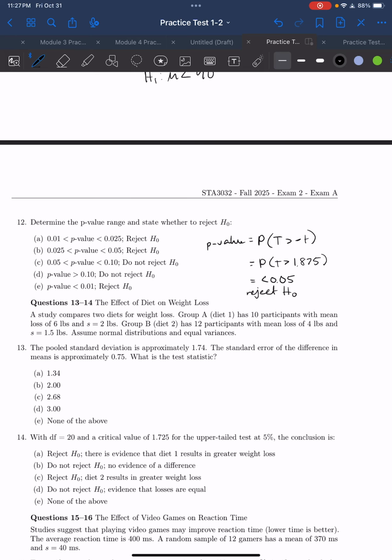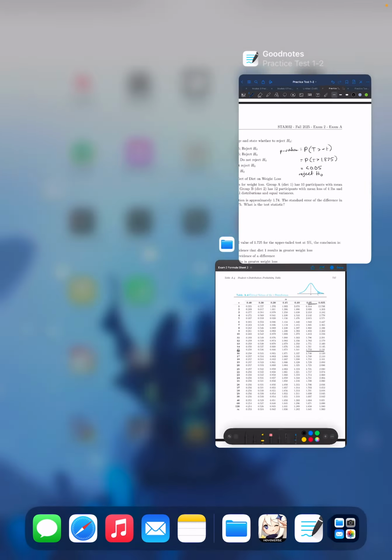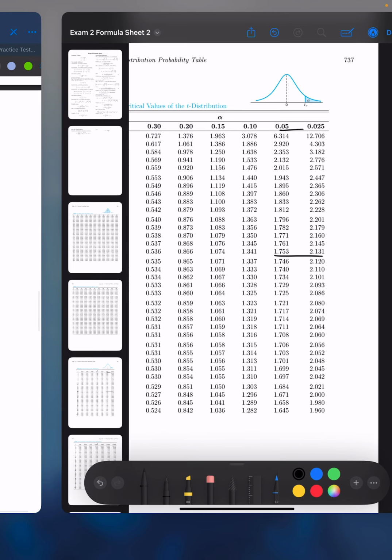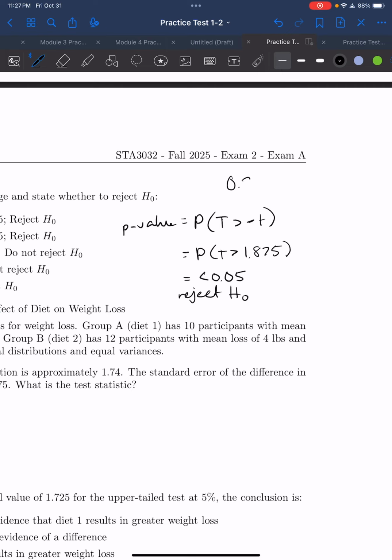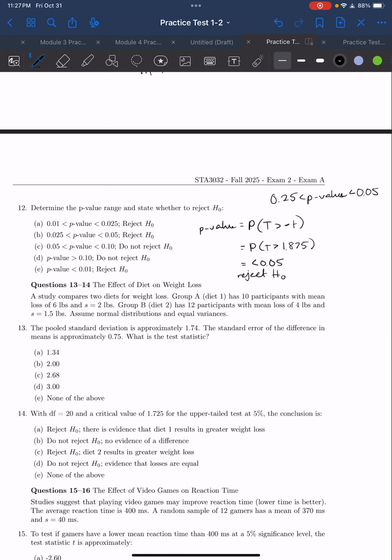And so we have our range here. Yes, our p-value, as we can see from our table over here, is between 0.025 and 0.05. So we can write it like this: 0.025, 0.05, and we reject our null hypothesis, and so our correct answer would be B.